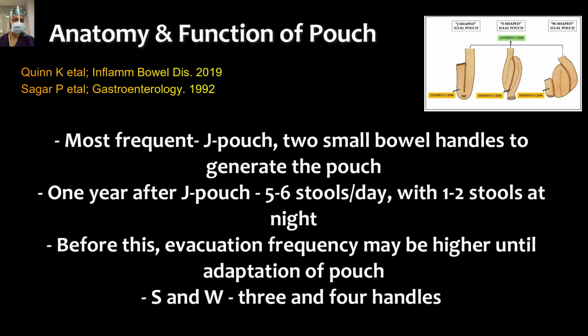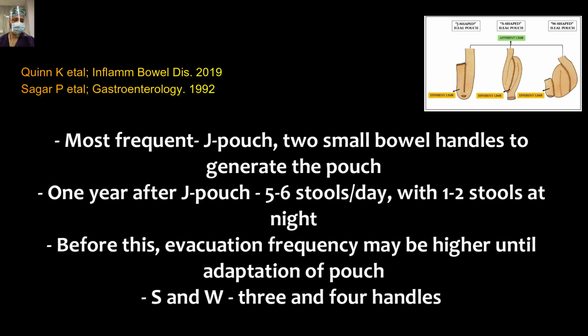So after 1 year of J pouch creation, patient will have around 5 to 6 stools per day and 1 to 2 stools in the night. And as the pouch matures, they will have better control. And S, W pouches have 3 and 4 limbs, and these are less commonly used pouches.